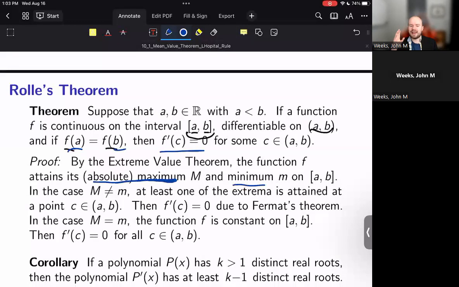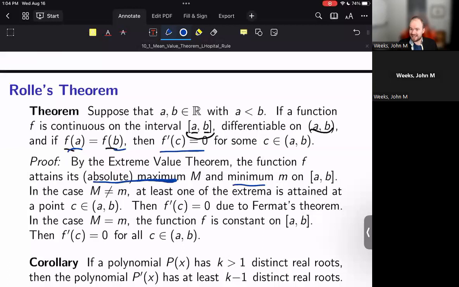Well, the fact is that f of a equals f of b. So it's possible that it could be just a constant function all the way throughout, meaning that there could be just a ton of maxima and minima to choose from. In that case, though, the derivative is 0, so you don't have to worry too much about that. In the case where M is not equal to m, though, where the maximum and minimum are not equal to each other, then you do have that at least one of those extrema is attained at a point c.